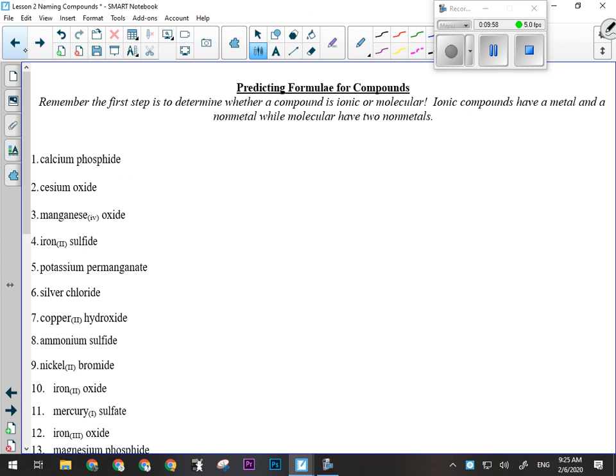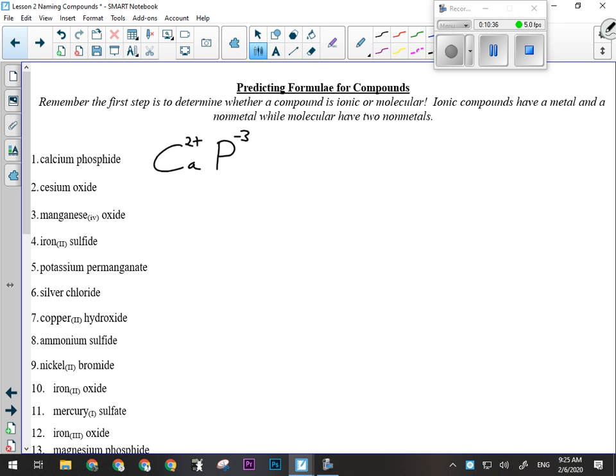All right, so if I'm looking at this first one here, where I have calcium phosphide, is that going to be an ionic compound or a molecular compound? It's ionic. Calcium is a metal, right? So when I'm writing the formulas for ionic compounds, I go metal and I write its charge. Calcium is always a 2+. I can look that up on my periodic table. Then I look up phosphorus and I write its formula, P, and its charge, -3.